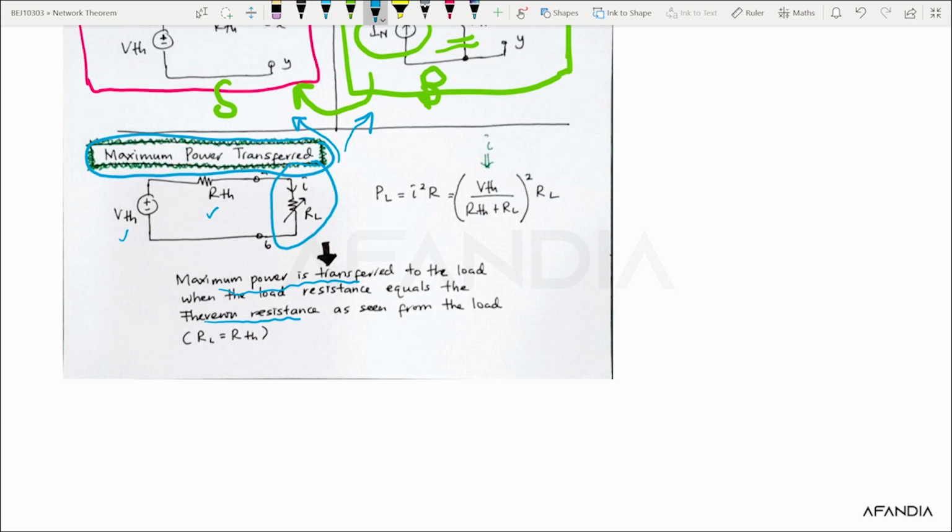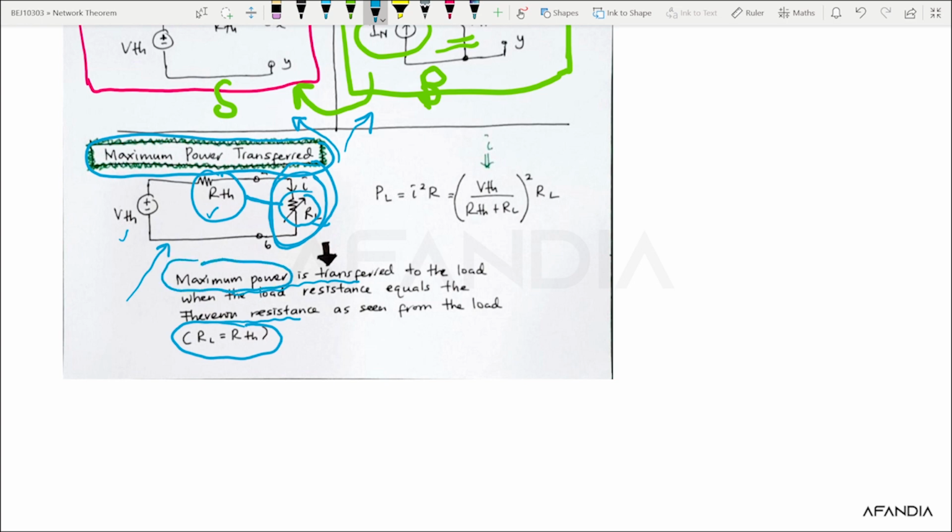Let me rephrase. So in this circuit, your maximum power will be transferred to the load. So this is your load, your RL, when your RL is equal to your RTH. So here is your RL, here is your RTH. When these two values are the same, then your maximum power will be transferred.